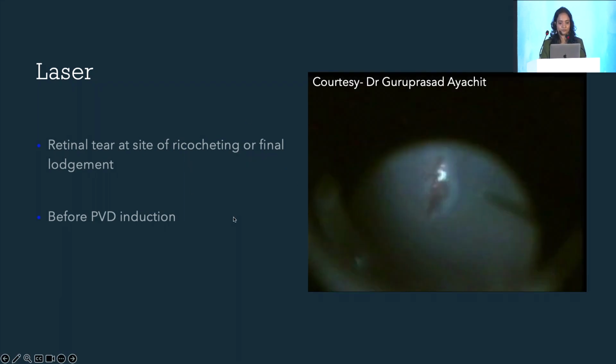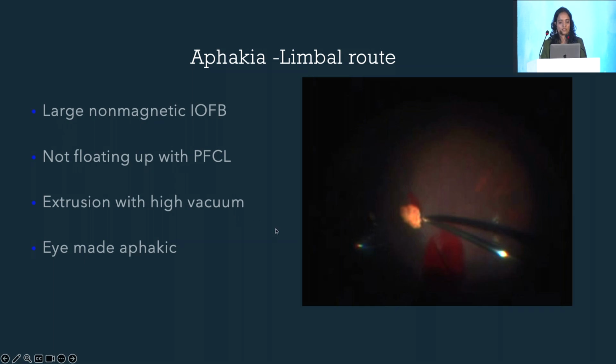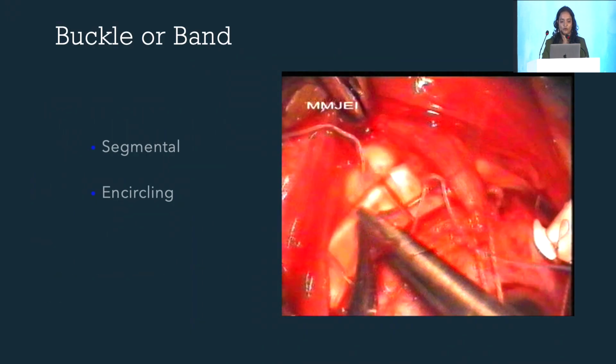and then before PVD induction, we can take care of it. So of course, if the patient has been rendered aphakic in the first stage of the surgery, a limbal route is also preferable because the limbus is much more forgiving than the pars plana, and it can accommodate much larger foreign bodies and especially non-magnetic foreign bodies. Also, you can float it up with PFCL and use an extrusion with high vacuum if it is not coming with any forceps or a magnet.